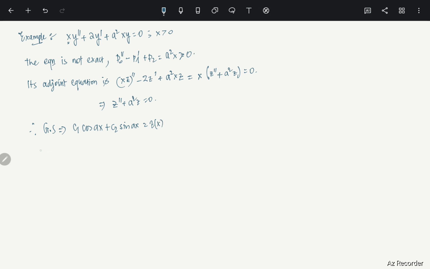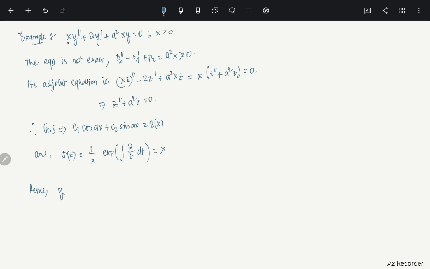And what is sigma x? It is 1 by p naught, which is x, and then exponential of integral p1 by p naught t dt. If you calculate it, this is log, right? Log square. So basically it is x square by x, which is x.